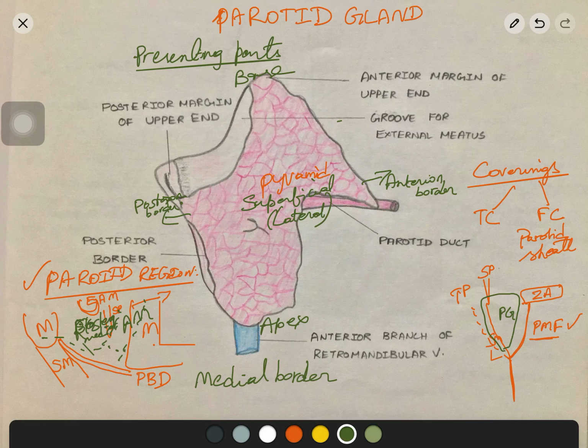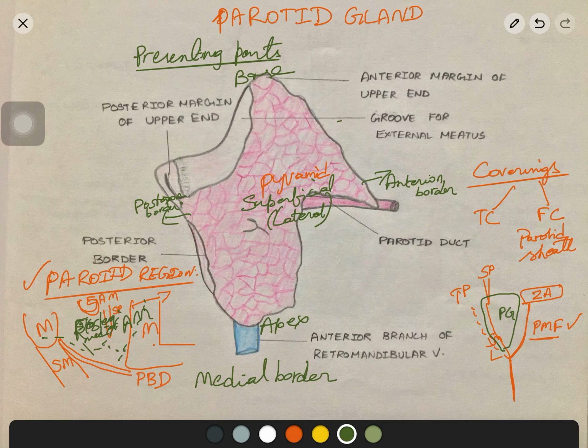So these are the three borders, three surfaces, base, or it can be called the upper surface. So these are the presenting parts of the parotid gland. Before we see the relations of this parotid gland, we will see the structures passing through the parotid gland so that we will understand the relations of the base, apex, and also the anterior border easily.